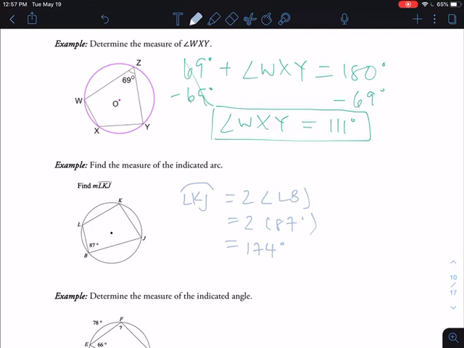Now, if you want to do a quick logic check, does that make sense? We can see here that 174 is very close to half a circle. It's almost half a circle. You can also see that this arc here, LKJ, looks pretty close to half a circle. It might be a little bit less. We can't tell exactly. The diagrams aren't to scale, but it does make sense that we would have a measurement that is close to half a circle, and so we know that our answer makes sense.